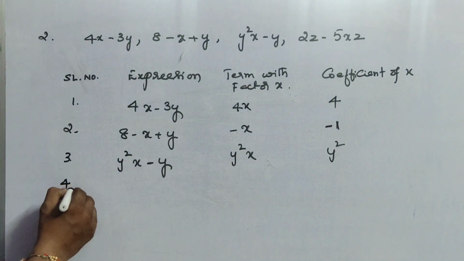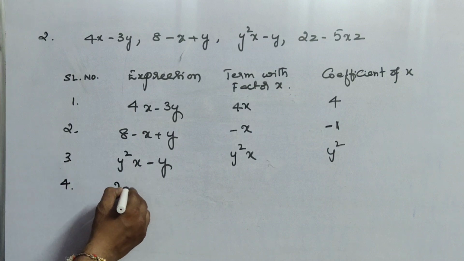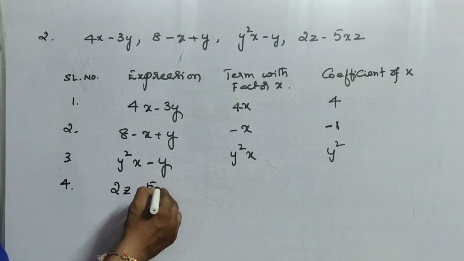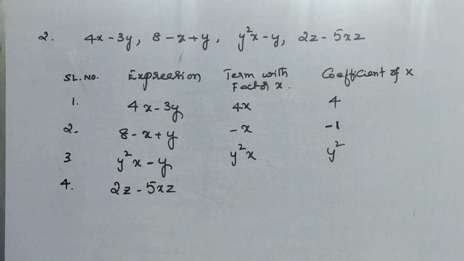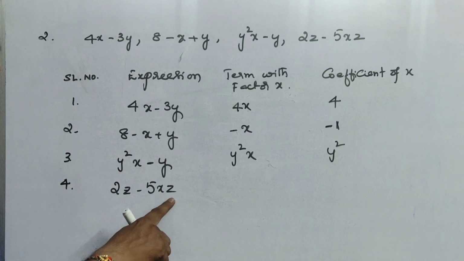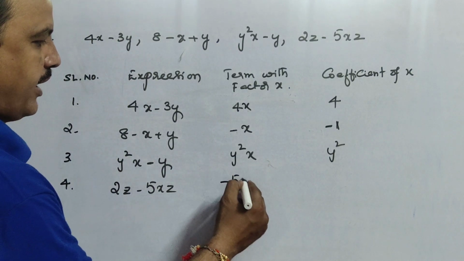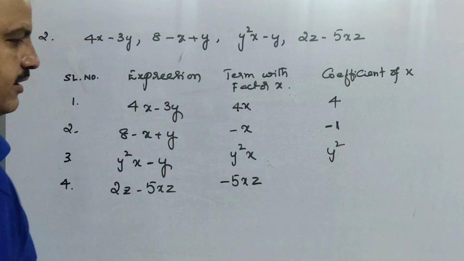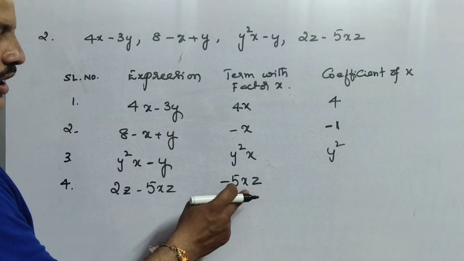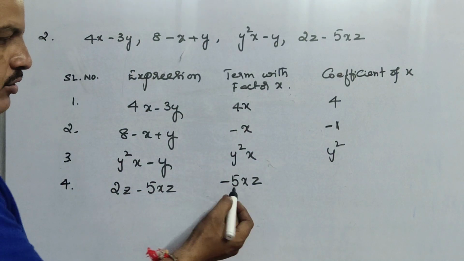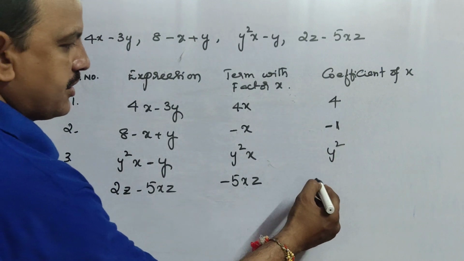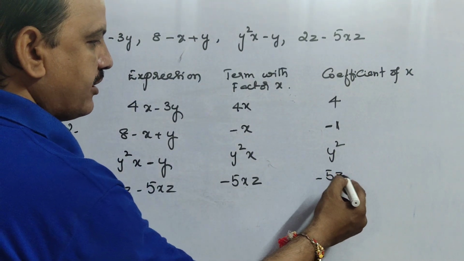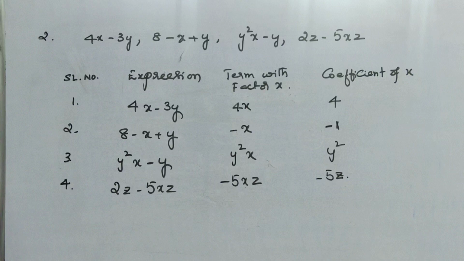Next, coming to the fourth question, 2z minus 5xz. So what is the factor with x here? Minus 5xz. Okay. So leave x and write the remaining. That is minus 5z. Okay. So now like this you have to do the problems. I'll give you the homework. Don't worry. Okay.